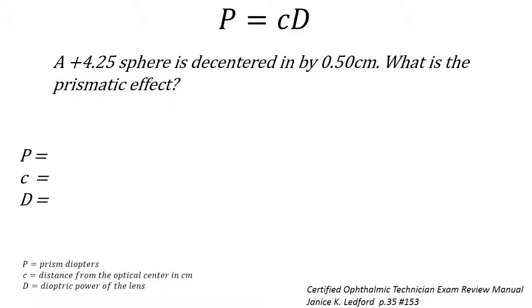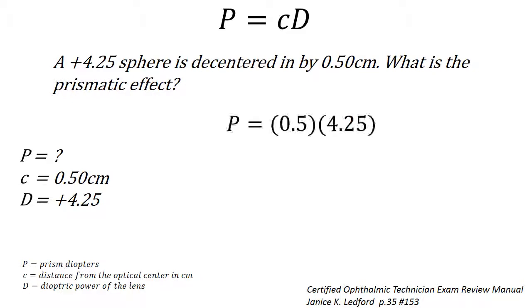What I would recommend doing first is defining your variables, knowing what you're trying to find. Okay, so P, we don't know. That's what we're looking for. C is 0.5 centimeters. And D is plus 4.25 diopters. So we just plug in our numbers and solve, and we get 2.125 prism diopters. Now, which way? What is the prismatic effect? Is it base in, base out, base up, base down?